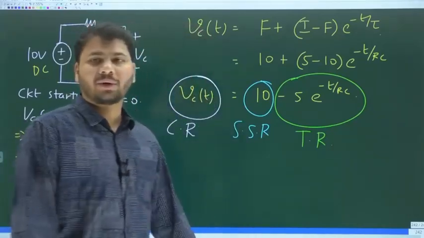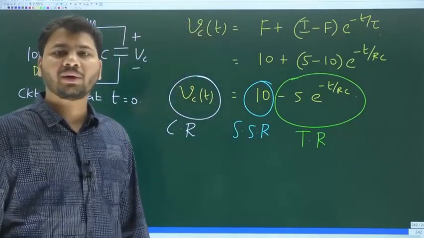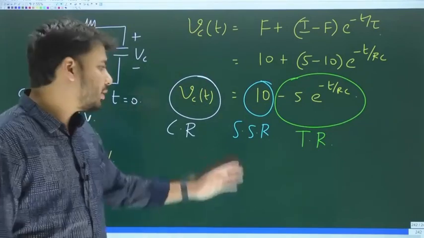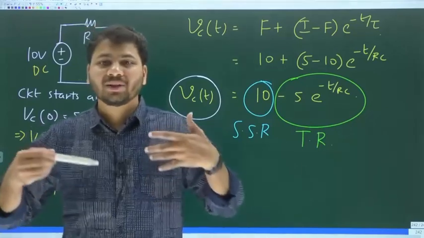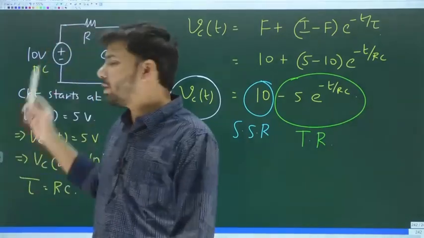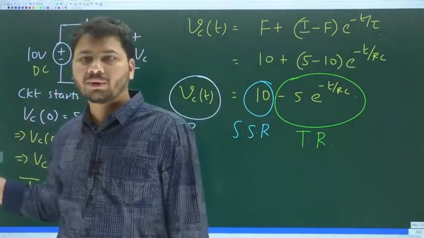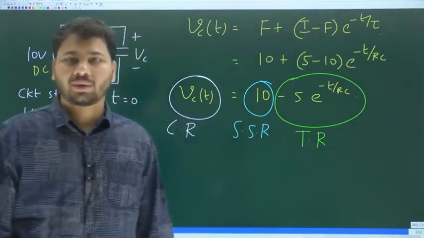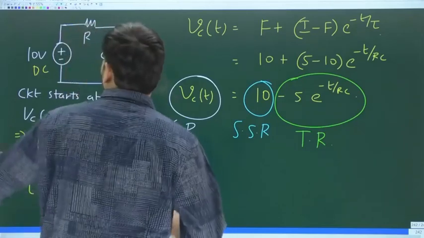So the other name for steady state response, anybody? Please type in the chat box. I'm saying what? Steady state response is being forced by the input source. Input source DC. Steady state response is also what? DC. Forced response. Very good. Excellent.